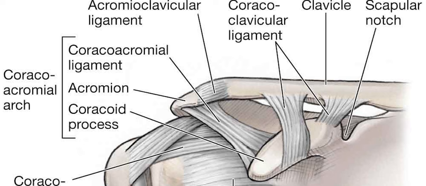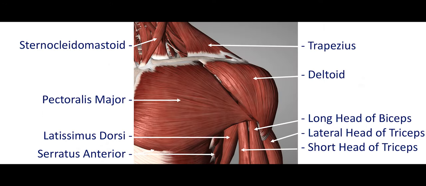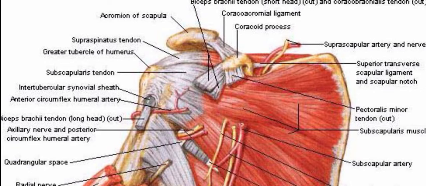The rotator cuff is a group of four muscles that surround the shoulder joint and contribute to the shoulder stability. The muscles of the rotator cuff are supraspinatus, subscapularis, infraspinatus, and teres minor. The cuff adheres to the glenohumeral capsule and attaches to the humeral head.